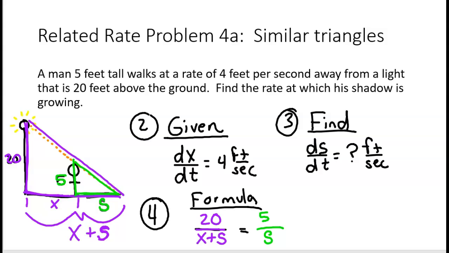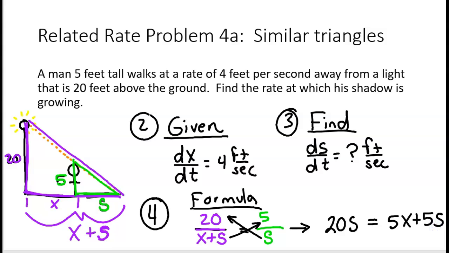I really don't like having it written out as fractions. I think that's very confusing. So I'm going to cross multiply first. I'm going to multiply s times 20, and then I'm going to multiply 5 times x plus s. So you're basically going to distribute the 5 into both terms there.